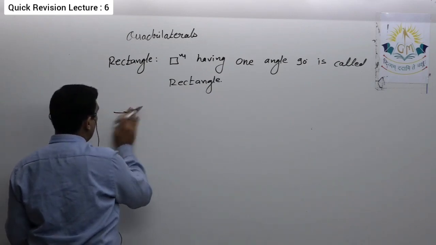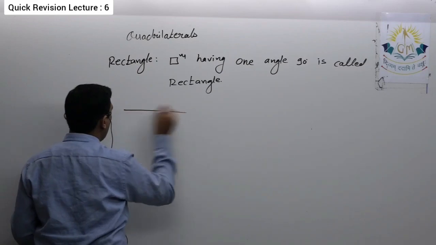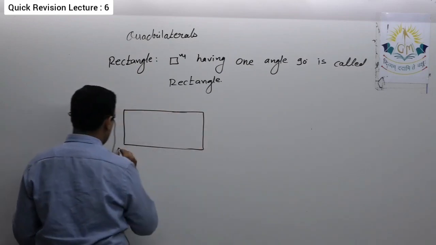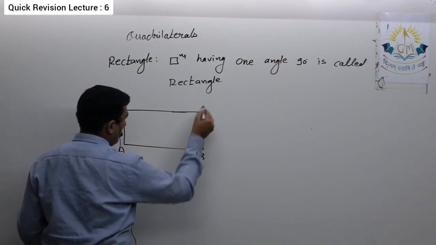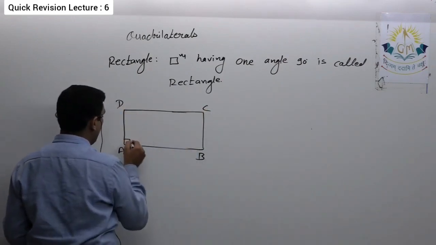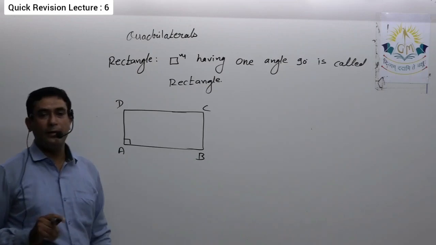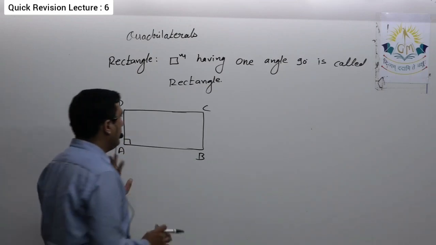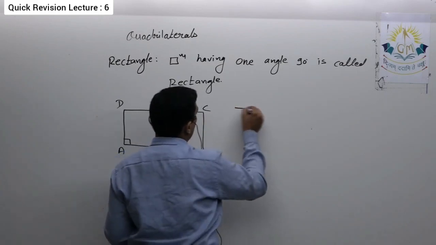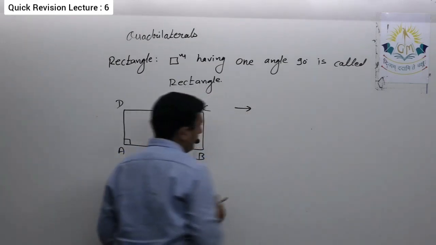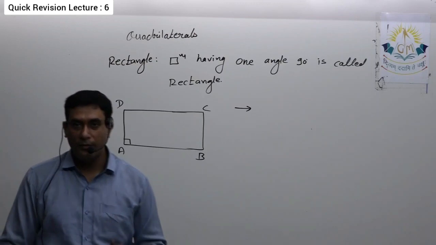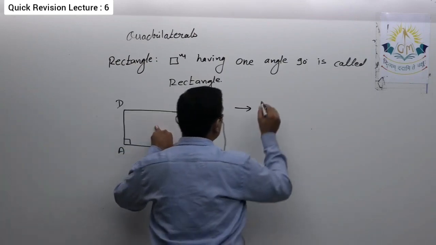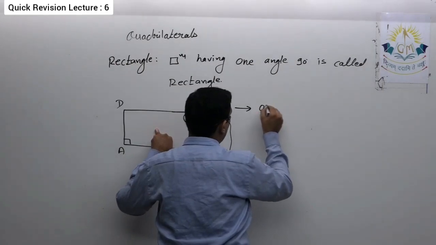Now we'll see the properties of a rectangle. Before that, let me draw the diagram for the rectangle. This is the diagram of a rectangle. You can see one angle is 90 degrees. Now you might say if one angle is 90 degrees, then all angles are 90 degrees. Definitely, but this is one of the properties of the rectangle. So very first property, as I told you, first we write the properties of sides, then angles, and then diagonals. So opposite sides are equal.